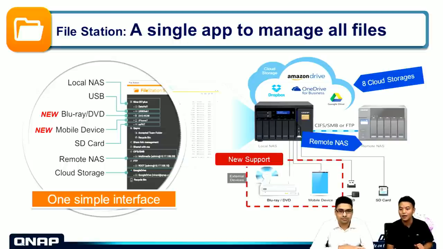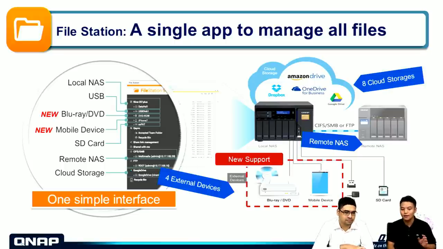And the second kind will be remote NAS. You can use protocols you're familiar with, like FTP, Samba, and WebDAV, to access files that are remote from your local one. And there are actually 2 external devices that are newly added this time. The first one is the DVD and Blu-ray reader. And the second one, I believe, will certainly be a hit for everyone, because we are now supporting mobile devices, which means your iPhone and Android are available. Their files can be accessed right now. You can just plug in and access your files from FileStation.